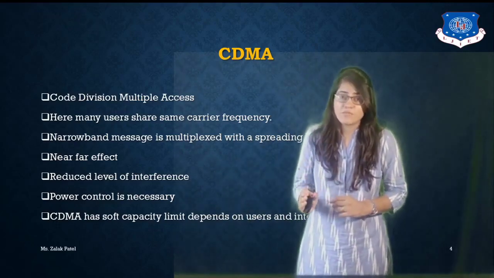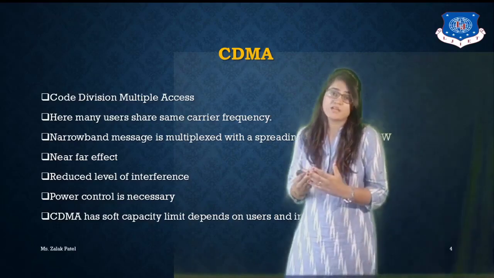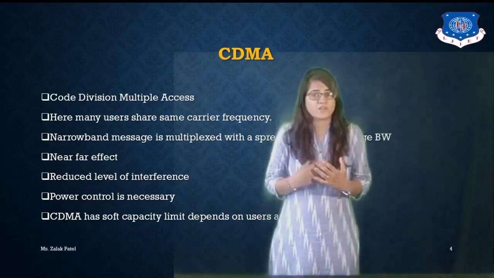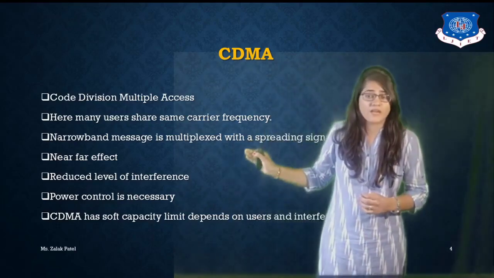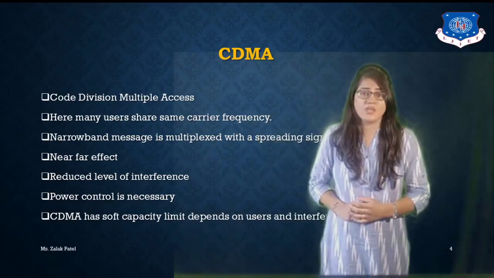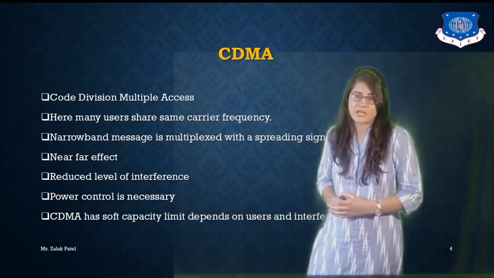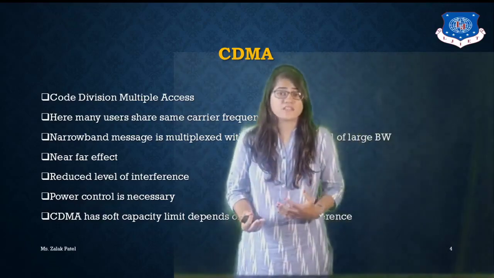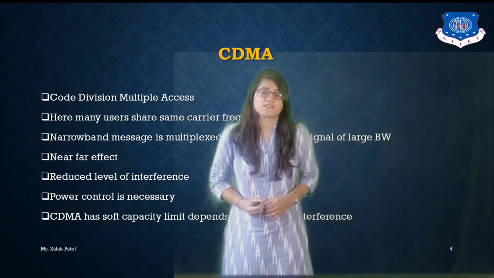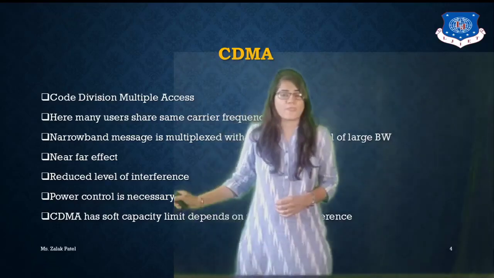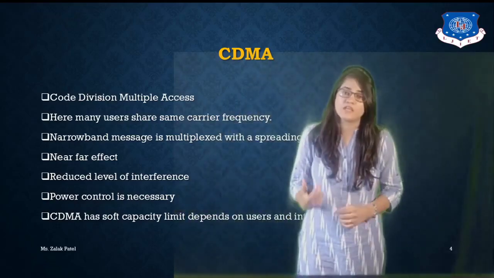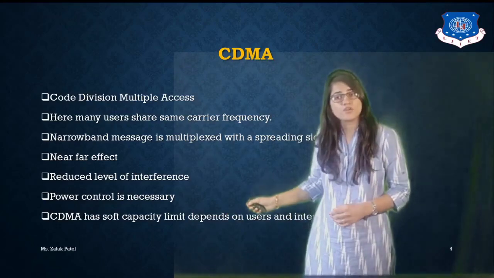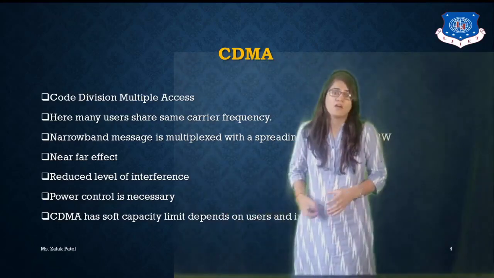So interference may occur, but the interference level is comparatively less than in TDMA in the case of code division multiple access, because the pseudo random sequence is generated, and that's why the chances of error are somewhat less. Next, because of the unbalance of power, power control is necessary in this case.